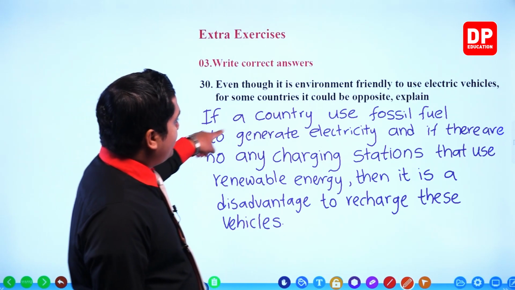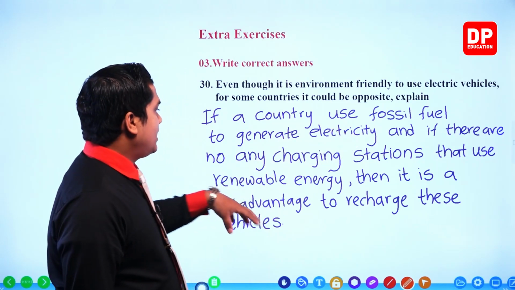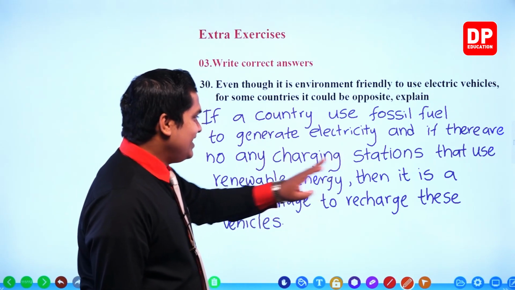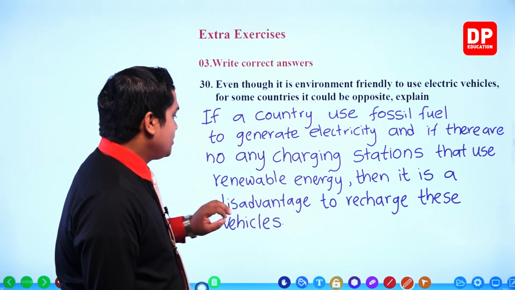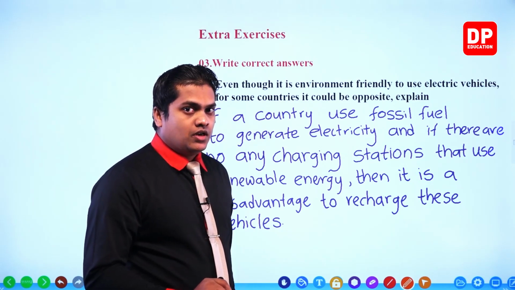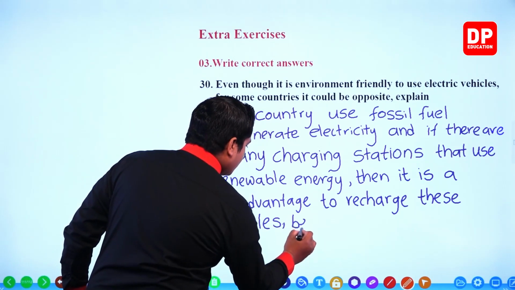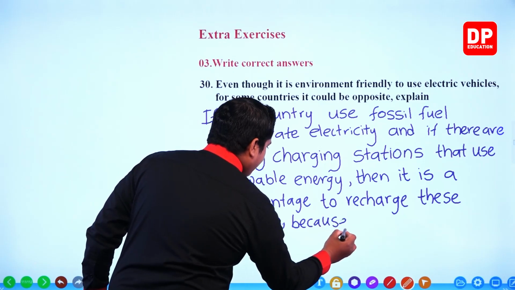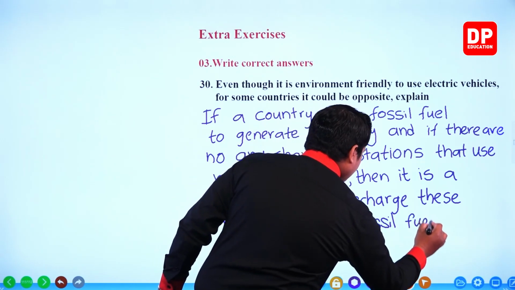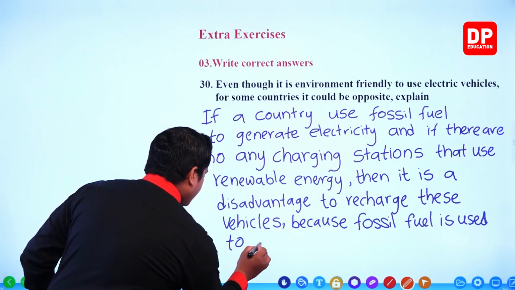Right. So if a country uses fossil fuel to generate electricity, and if there are no charging stations that use renewable energy, then it is a disadvantage to recharge these vehicles, because, my dear children, we are using fossil fuel to generate electricity. Okay, because fossil fuel is used to generate electricity.